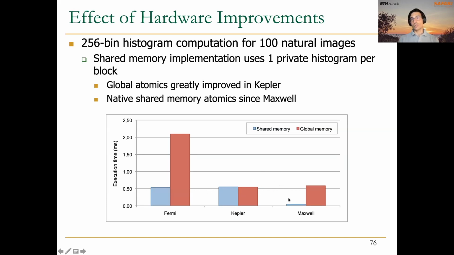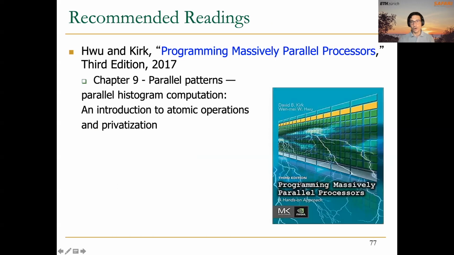However, in Maxwell, the hardware for atomic operations in shared memory also improves, due to native atomic operations in shared memory. And we see how, again, the execution time reduces significantly. Again, it really makes sense to use one privatized histogram in shared memory instead of a single histogram in global memory. So this is all for today.